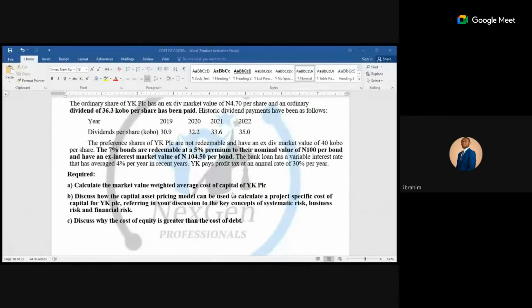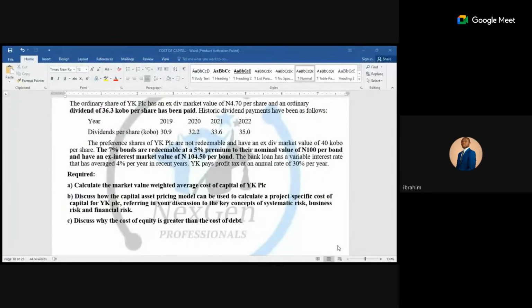Now, systematic risk. Systematic risk is what we call unavoidable risk. You can't avoid it. A practical illustration is the inflation rate, the exchange rate, the unemployment rate, and other factors.